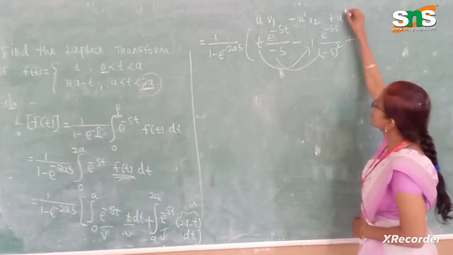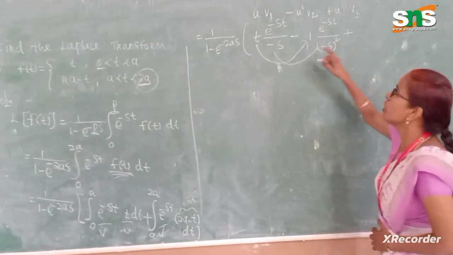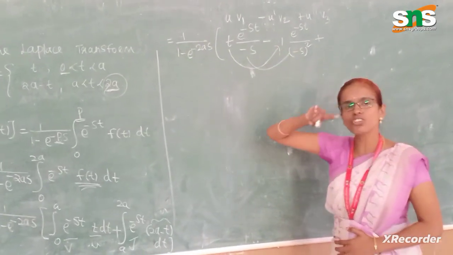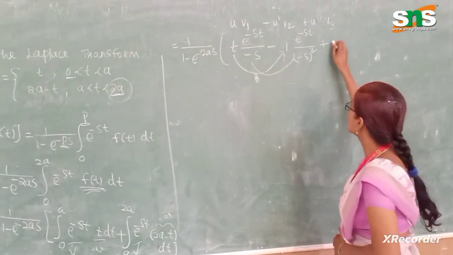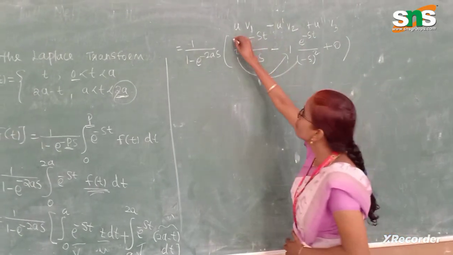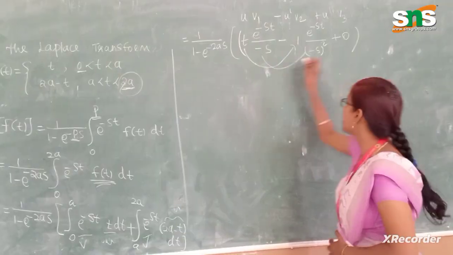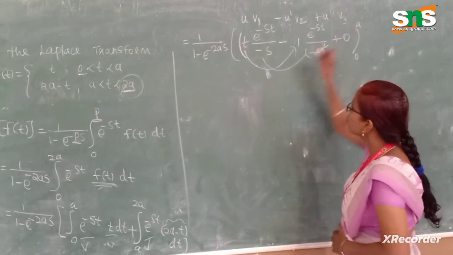The next term is u double dash v3. Differentiating 1 gives 0, and 0 into anything is 0. Just close the term, and the limit for the first integration is from 0 to a.